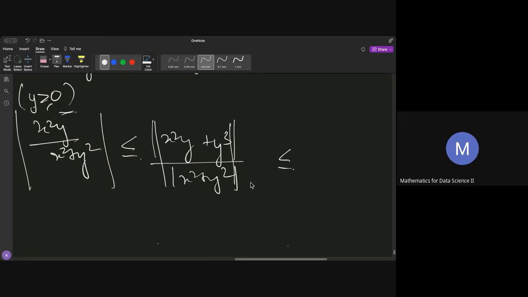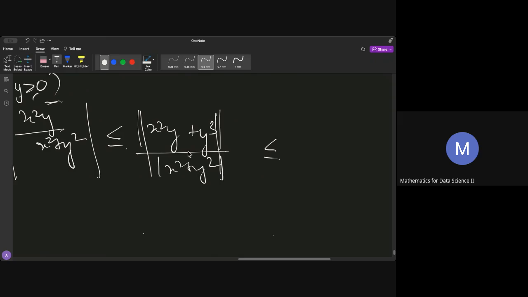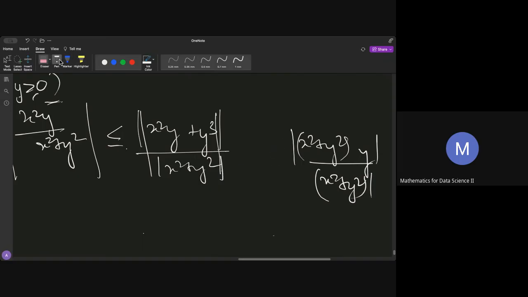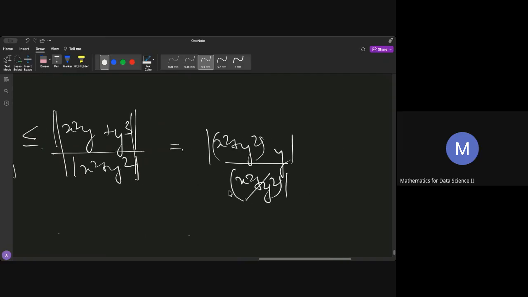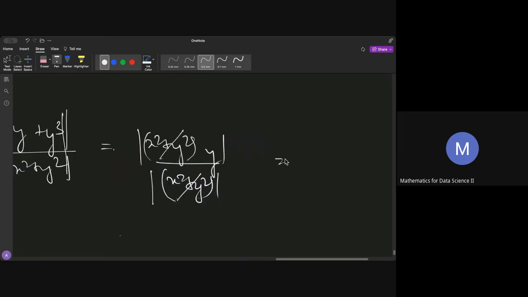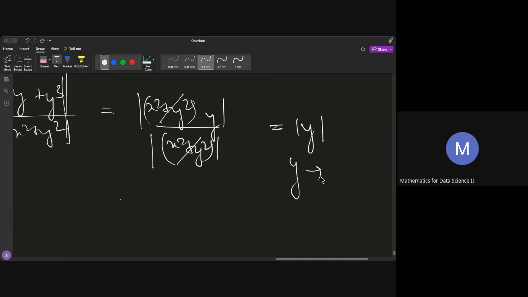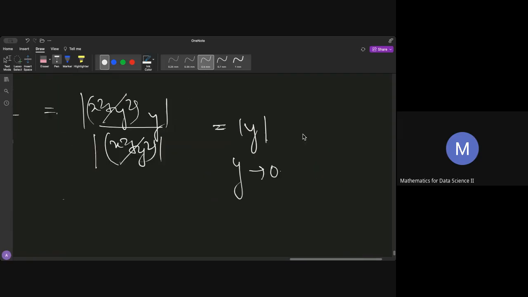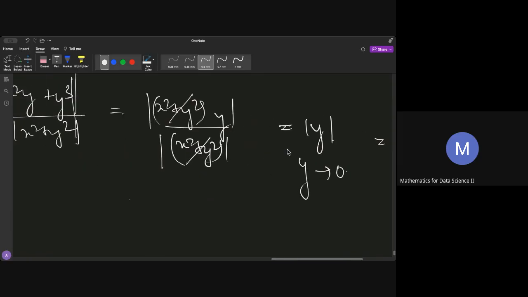And then we'll have this thing less than or equal to, because this is just x square plus y square times y, and this is x square plus y square with a mod, right? So these two things are equal, not even less than or equal to, they're equal. And then these two things get cancelled. So I'll just have mod of y. So that means this entire thing, when y is greater than 0, is equal to mod of y. As y tends to 0, the limit will be 0. So from this way, your limit is coming to be 0.